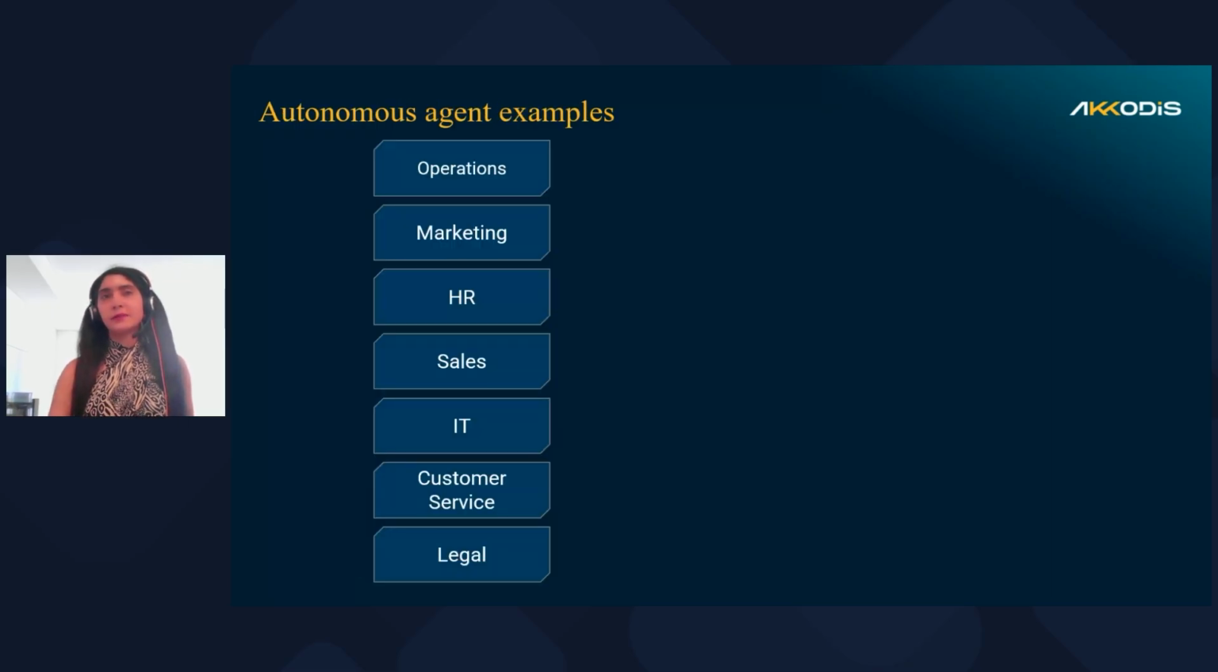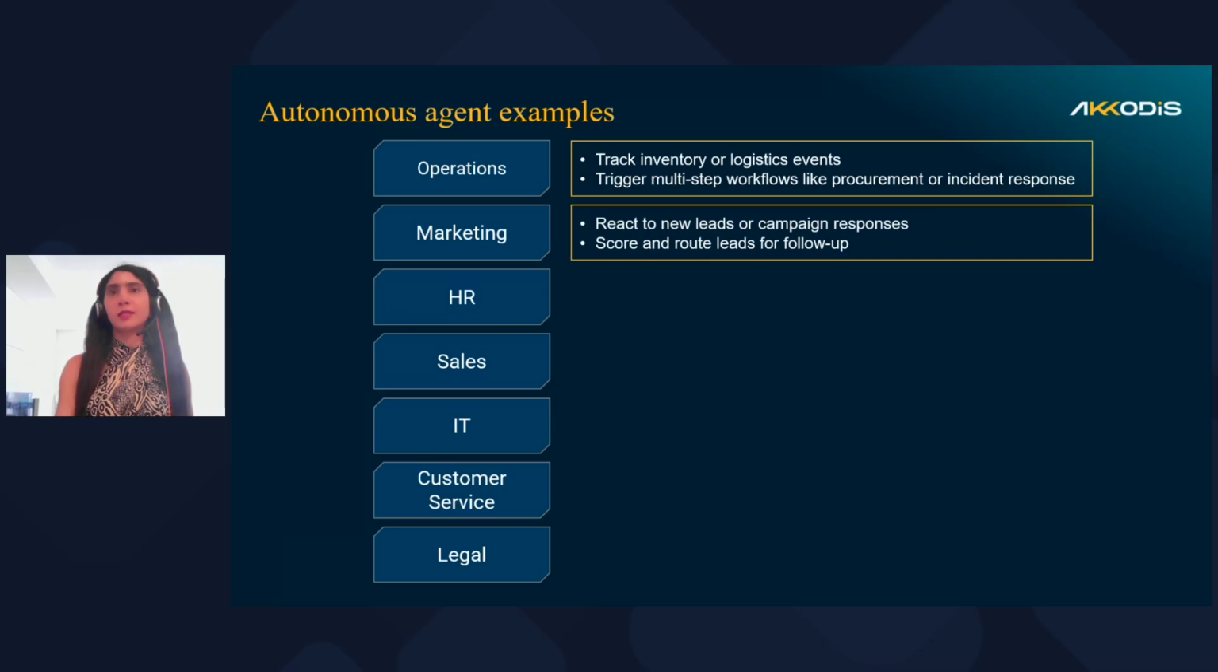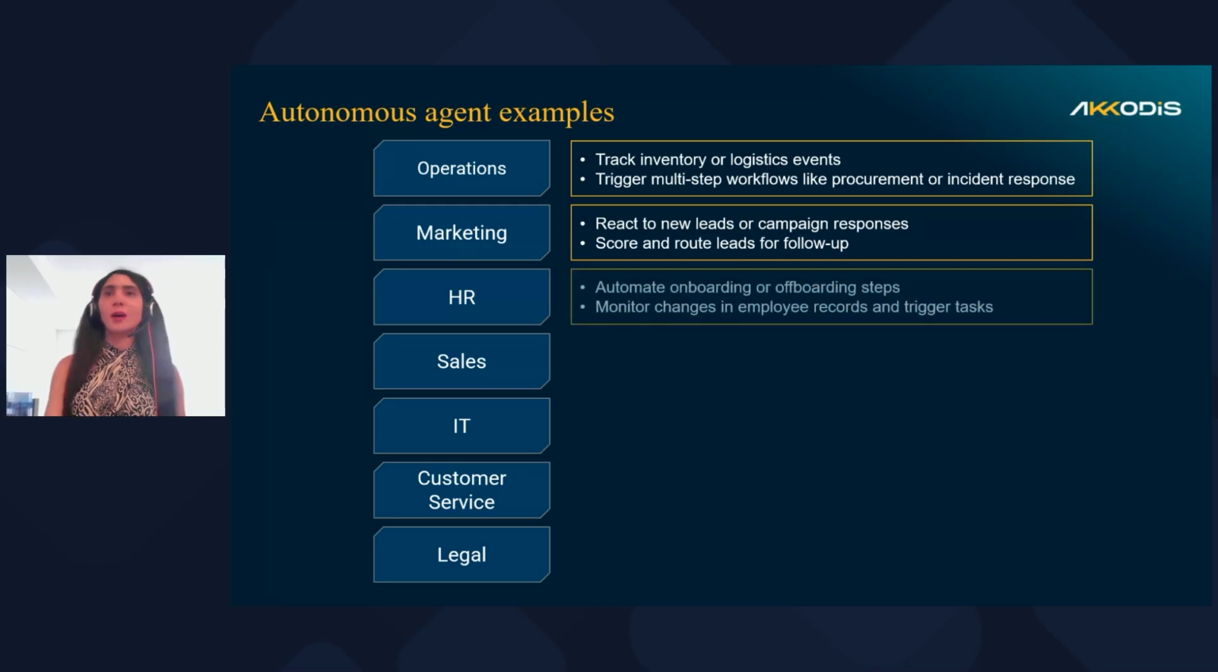Before we get into that, what about some ideas on what you might want to apply an autonomous agent to? Well, it could be something with operations, marketing, HR, sales. So here are some ideas to get you thinking. For operations, you might have an agent that can track your inventory or logistics. It could trigger multiple workflows like procurement or an incident response. Marketing could use it to react to new leads coming through or responses you get for campaigns, scoring and routing leads to the right place for follow-up.